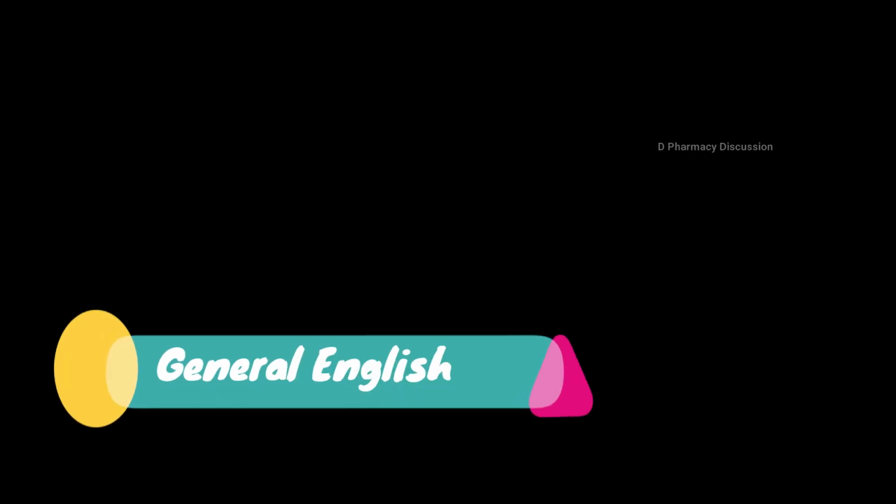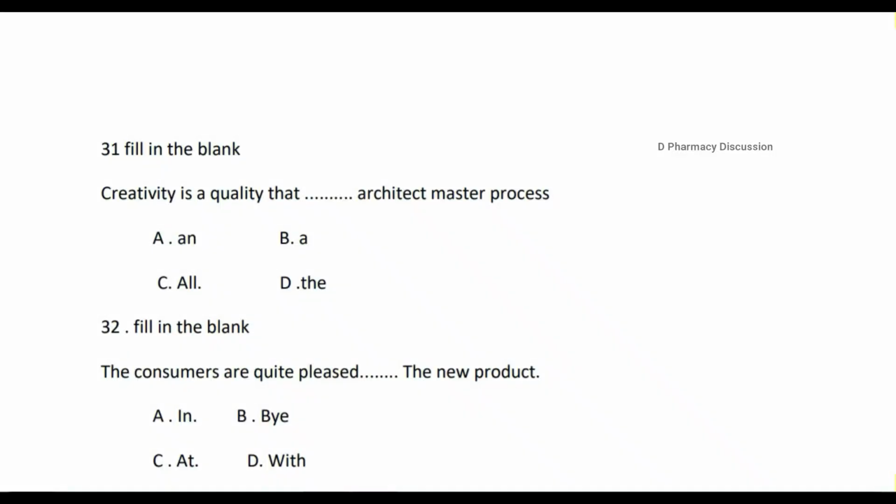Next topic is General English. Question number 31. Fill in the blanks. Creativity is a quality that dash architect master process. Option A, an, B, a, C, all, and option D, the. Correct answer is option A, an.